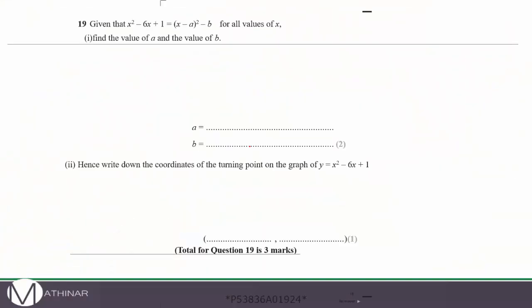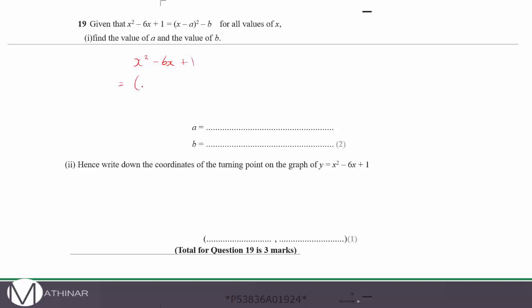Question 19. Given that x squared minus 6x plus 1 can be written in that form for all values of x, find the value of a and b. So hopefully from the question you realize that this is asking you to complete the square.